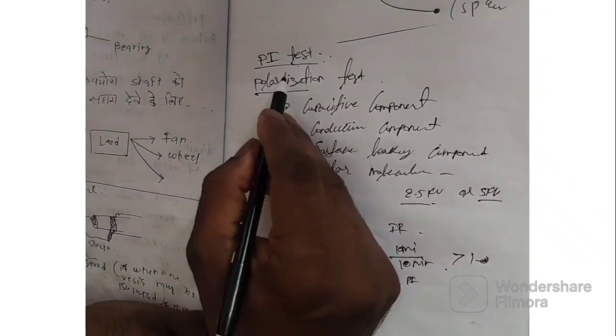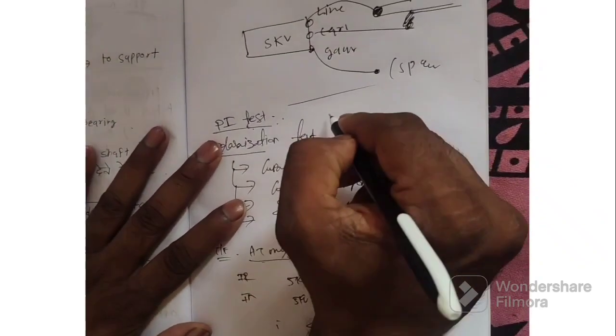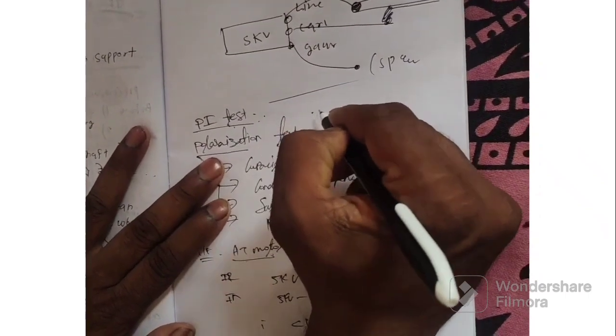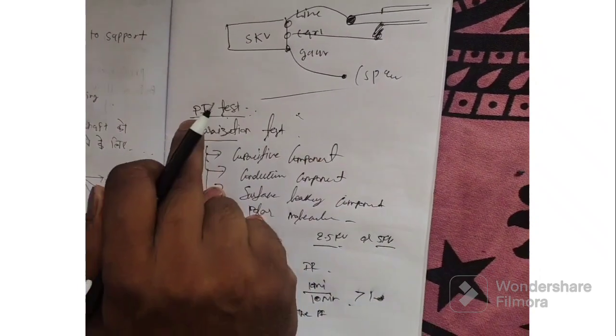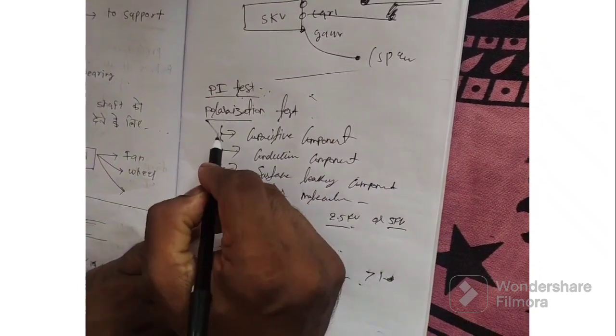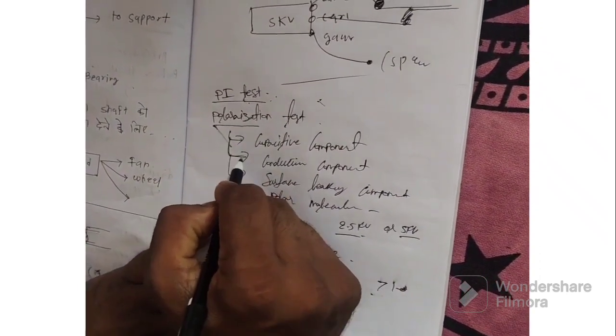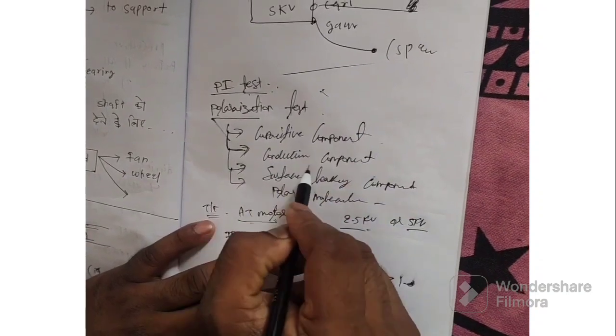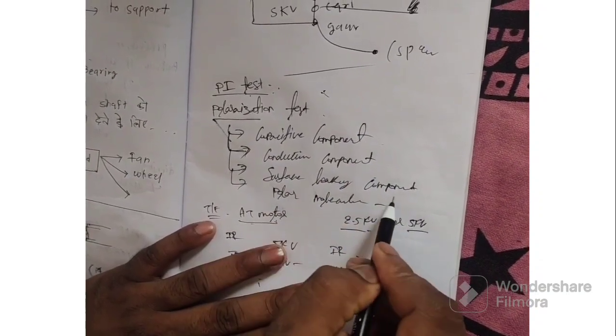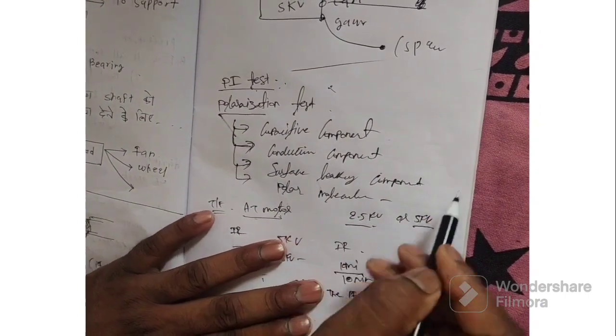So the main purpose of the PI test is to check cleanliness and the condition, whether it is a good condition or bad condition. That is only for the PI test. Basically, in the PI test, four types of component currents are there: one, capacitive component current; second, conductive component current; third, surface leakage component; and fourth, polar molecule current.